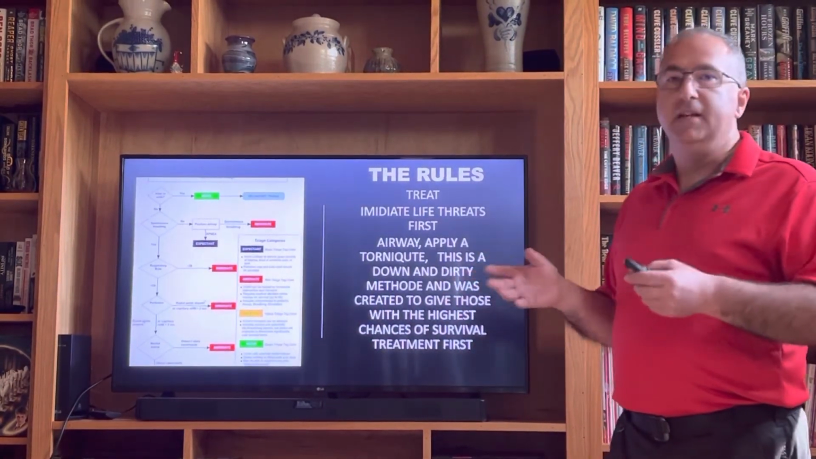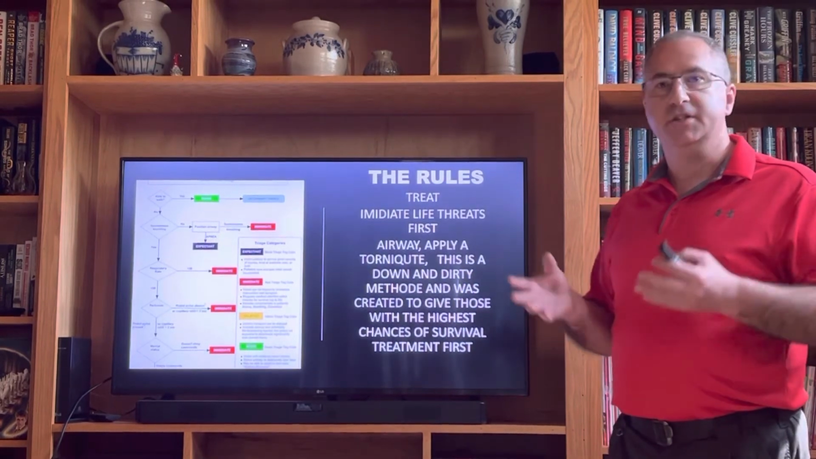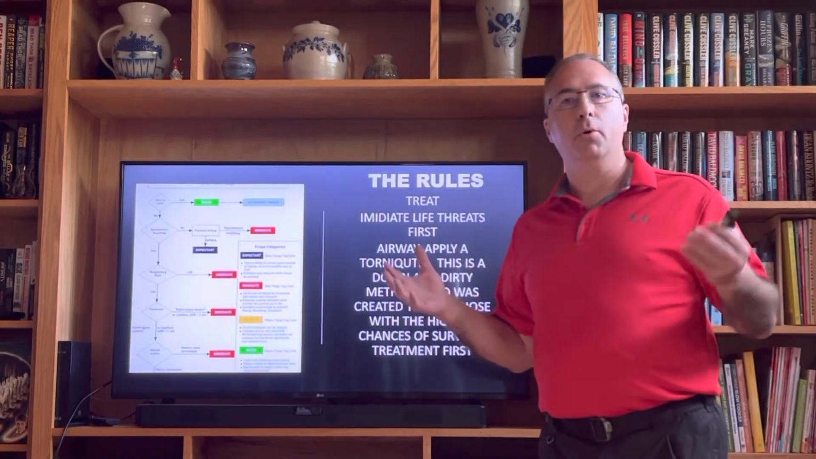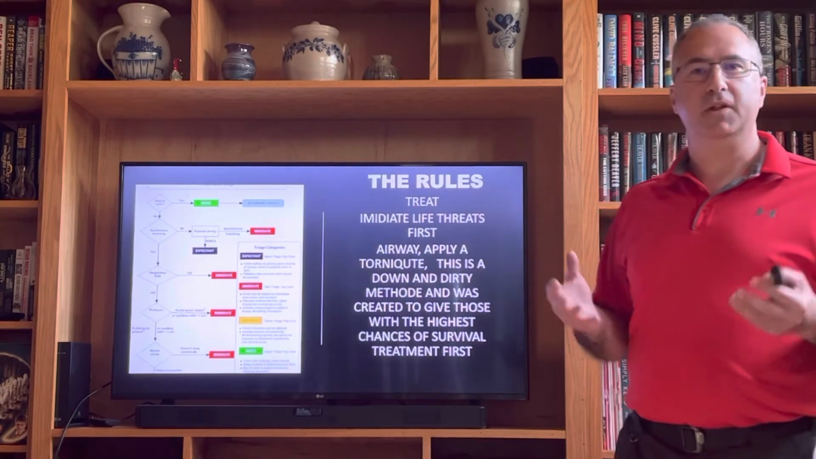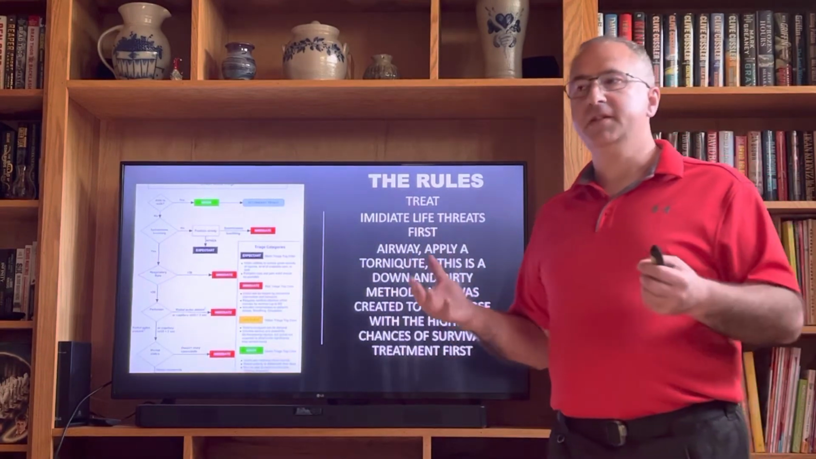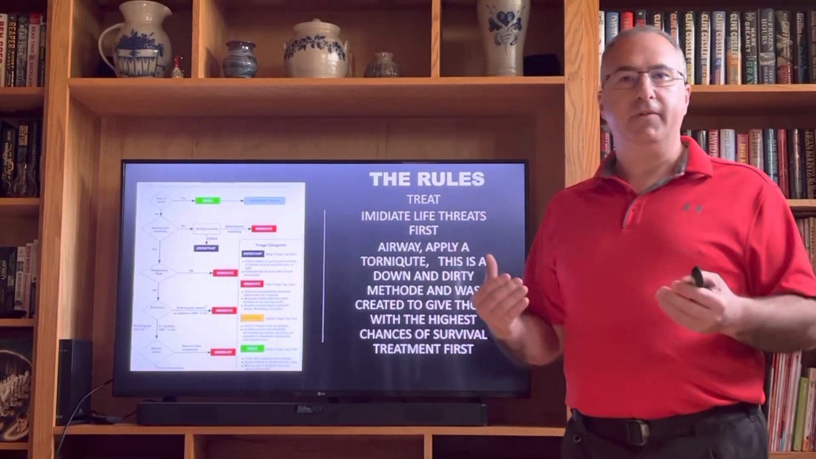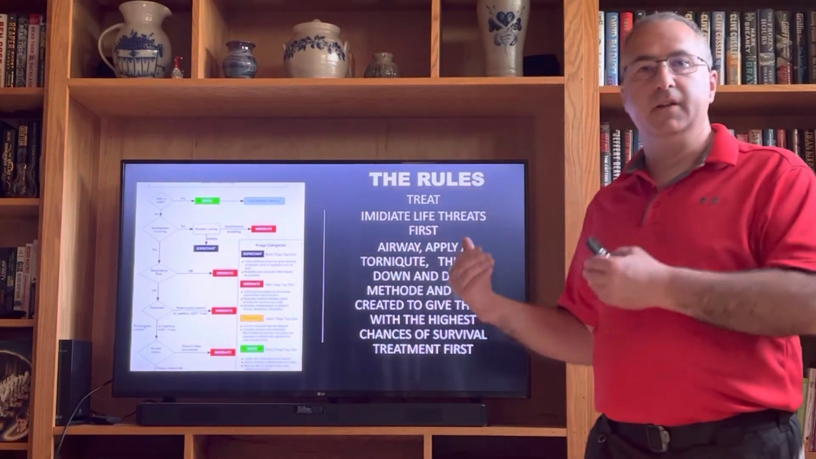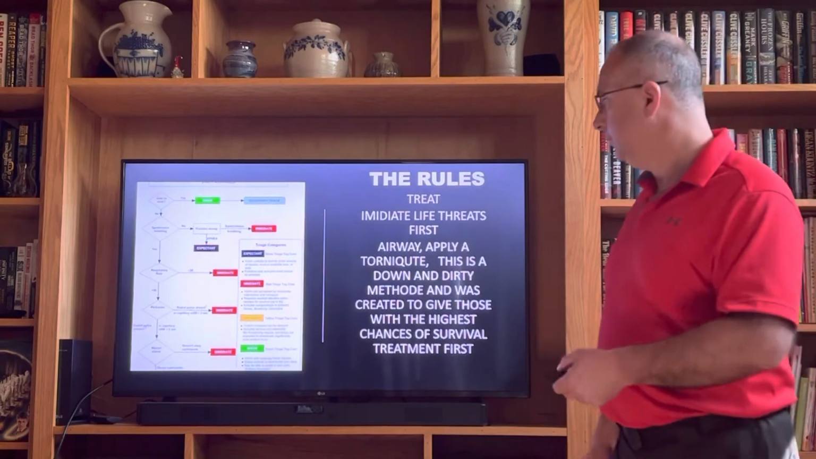Remember that this is a down and dirty system. This is not designed to do the thorough trauma and medical assessment that you were taught to do at the start of your program. This is a rapid intervention with the goal of saving the most amount of people, okay?